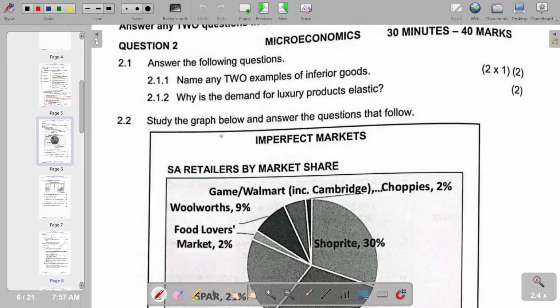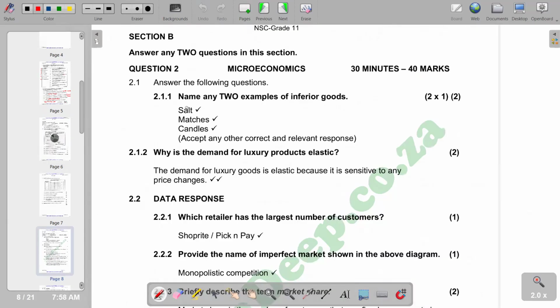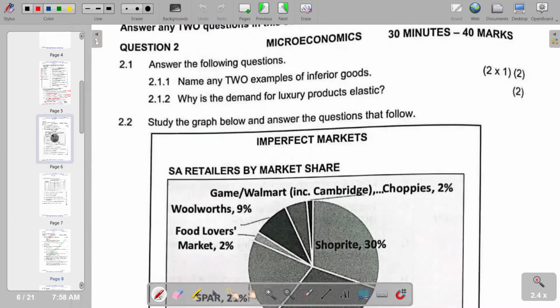So the question requires us to come up with two examples that we can give in terms of inferior goods. So we can talk about kerosene, we can talk about salt as the correct response. So we are saying salt, we are also talking about matches and kerosene as examples, but the question only requires two examples. Then we move on to the next part, whereby it reads, why is the demand for luxury products elastic? So obviously, it is elastic because it is sensitive to the factors that are affecting that demand.